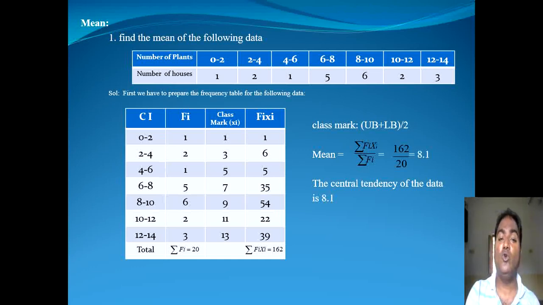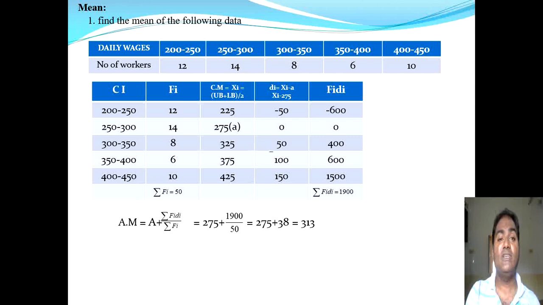After this we are going to find the mean of the next, which is a grouped data. Let us see how to find the mean of a grouped data. Now see the given question. The daily wages are given, with the number of workers. Daily wages 200 to 250: how many workers are getting it? 12 workers. 250 to 300, 14 workers. 300 to 350, 8 workers. 350 to 400, 6 workers.